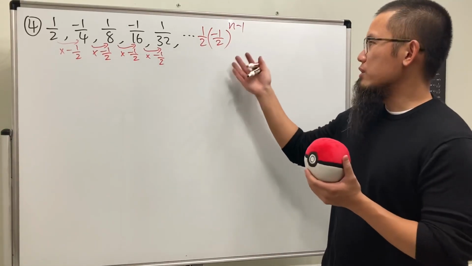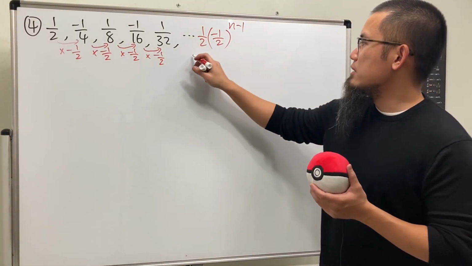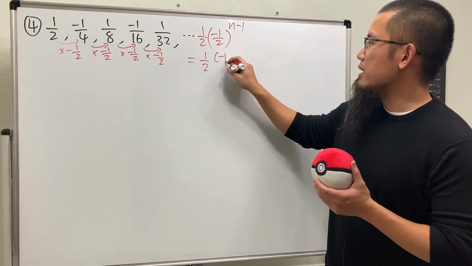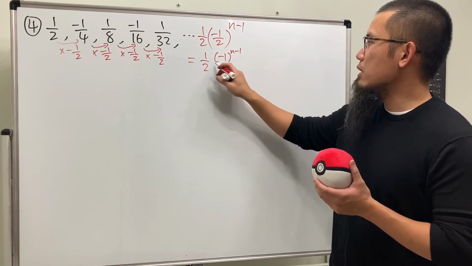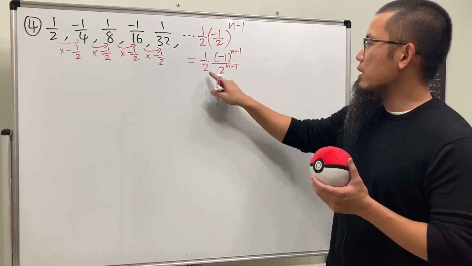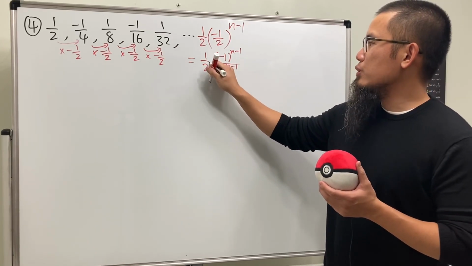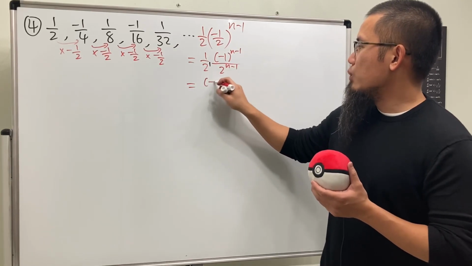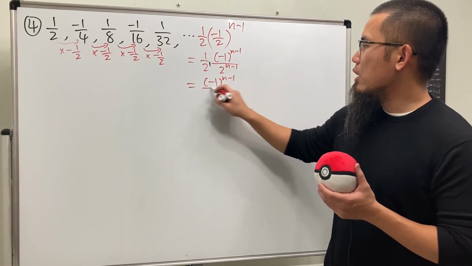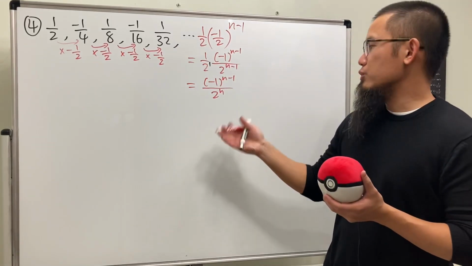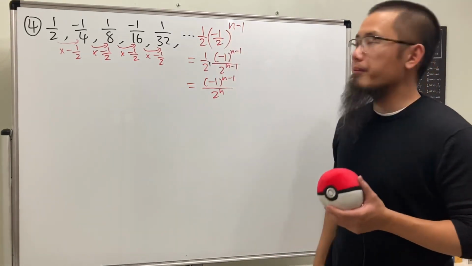And of course, you can work this out a little bit. You can see that this is just equal to 1 over 2, and then multiply by negative 1 raised to the n minus 1 power, and then divided by 2 to that power. This times that, this is like 2 to the first power, then you can just add the exponents, so you get negative 1 to the n minus 1 power over 2 to the n. Yeah, so if you would like, you can also just write this down, but this is totally okay.